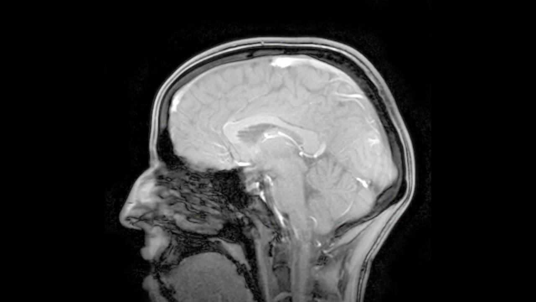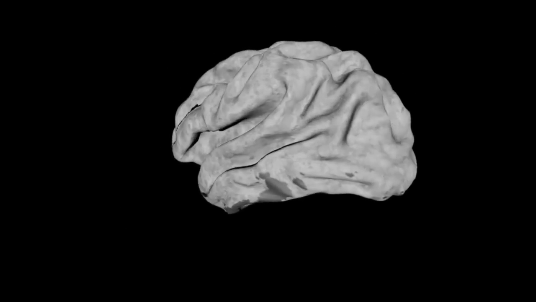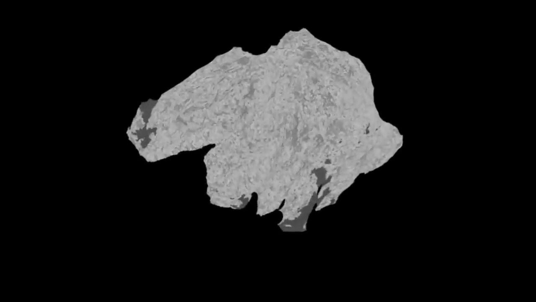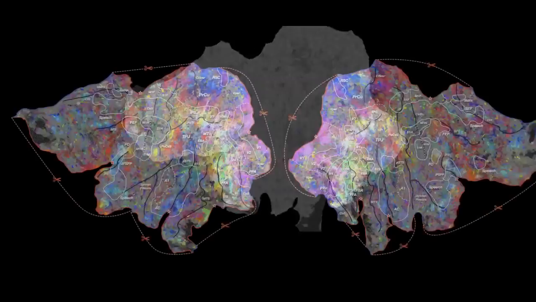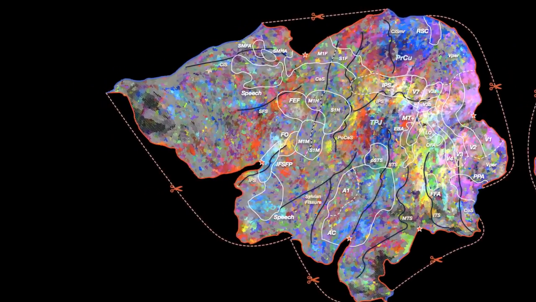We can use the semantic space to map out how different categories are represented in different parts of the brain. The first step is to take a high-resolution anatomical MRI of each subject's brain. Then we use this image to construct a 3D model of the cortical surface. Then we flatten out the cortical surface so that we can see the entire cortex at the same time. Now we can color in each voxel according to what part of the semantic space it's selected for.